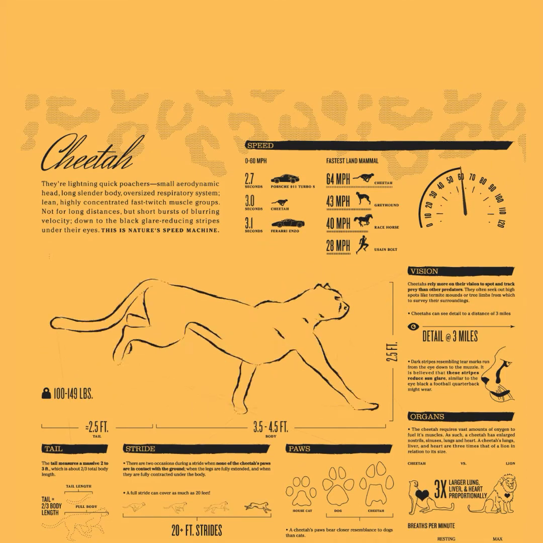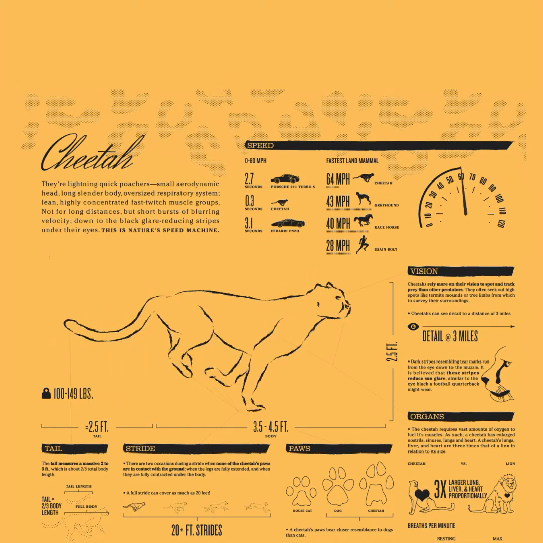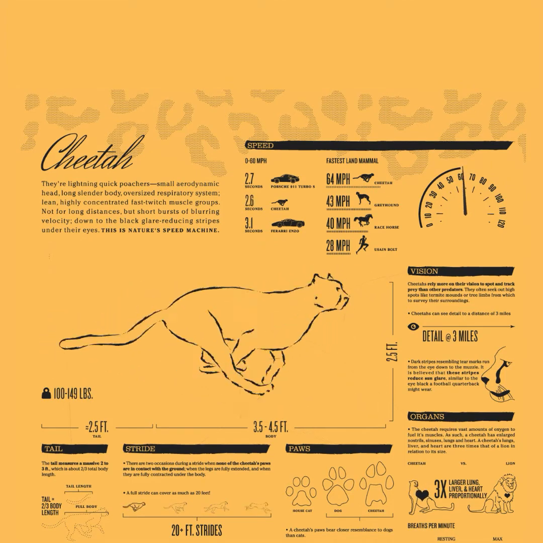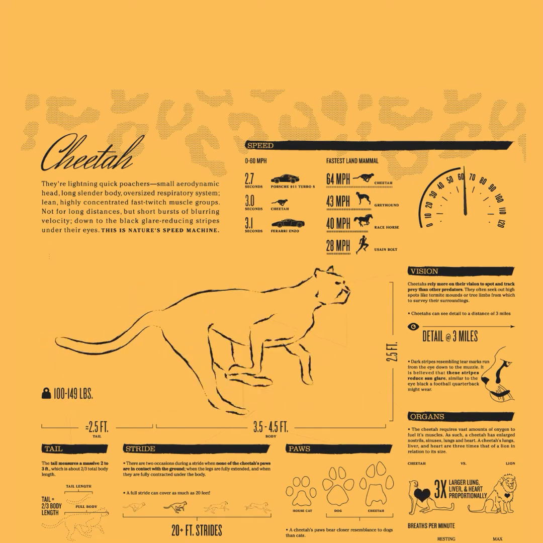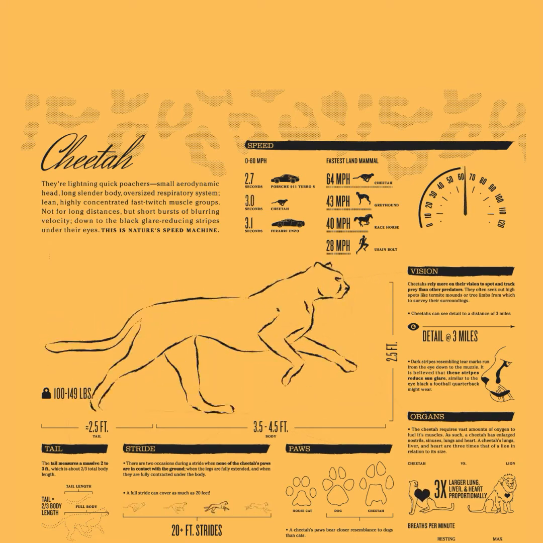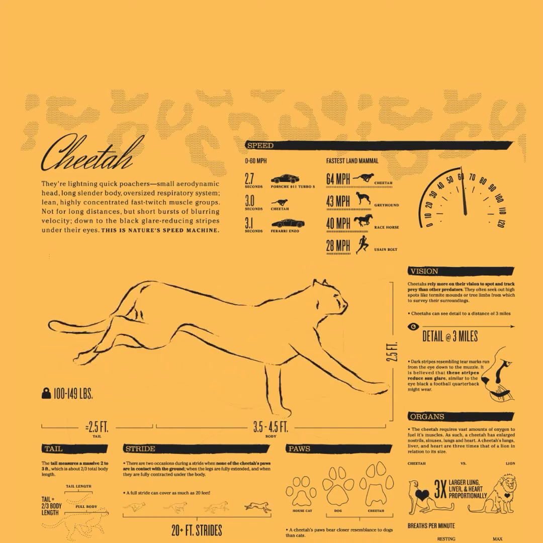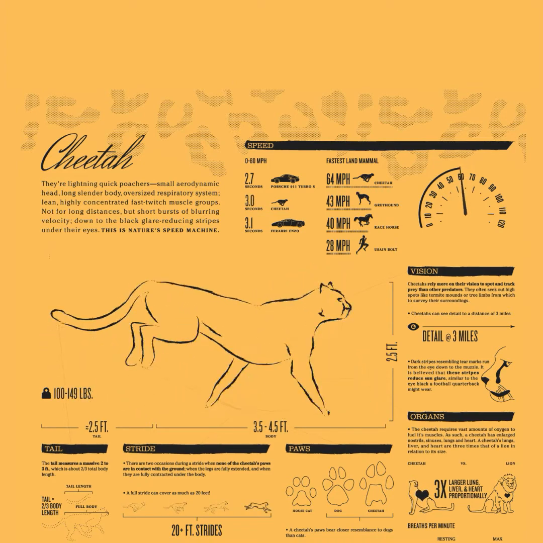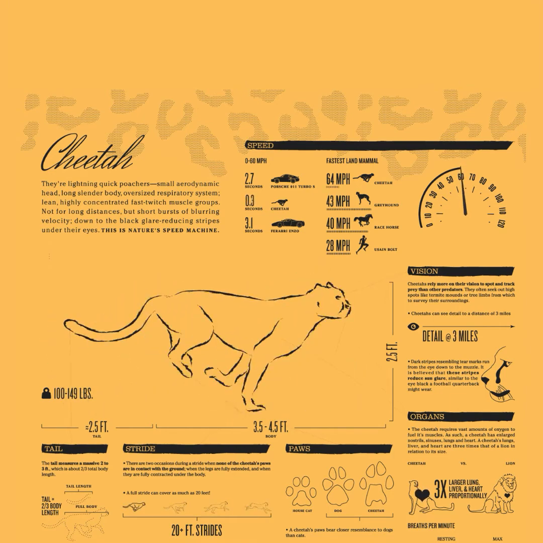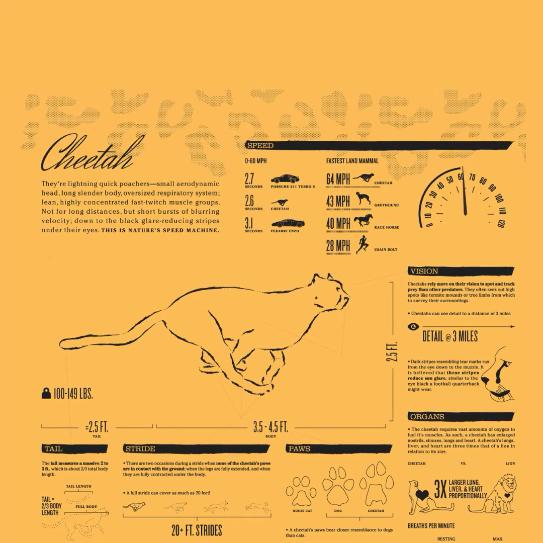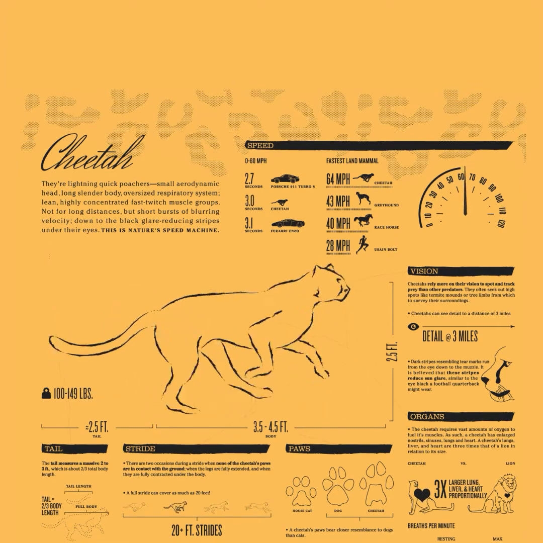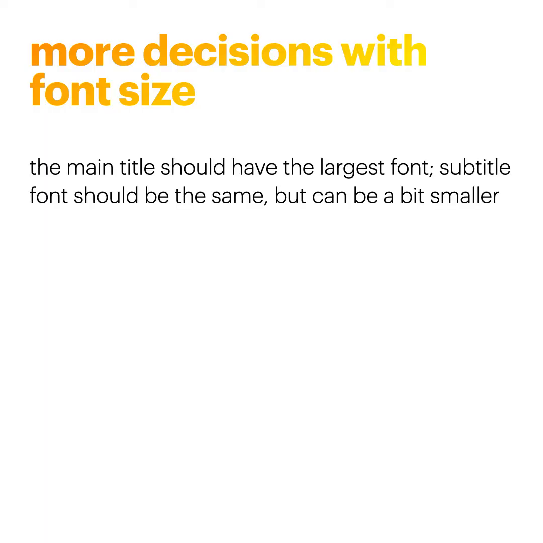But here is that cheetah infographic that I had mentioned in terms of the font styles. It does have a bit of a fancier font just for the title, but then you can see everything else is quite consistent. So those headings are a similar size, the body is a similar size, and then there is some different sizing brought in for numbers and data.